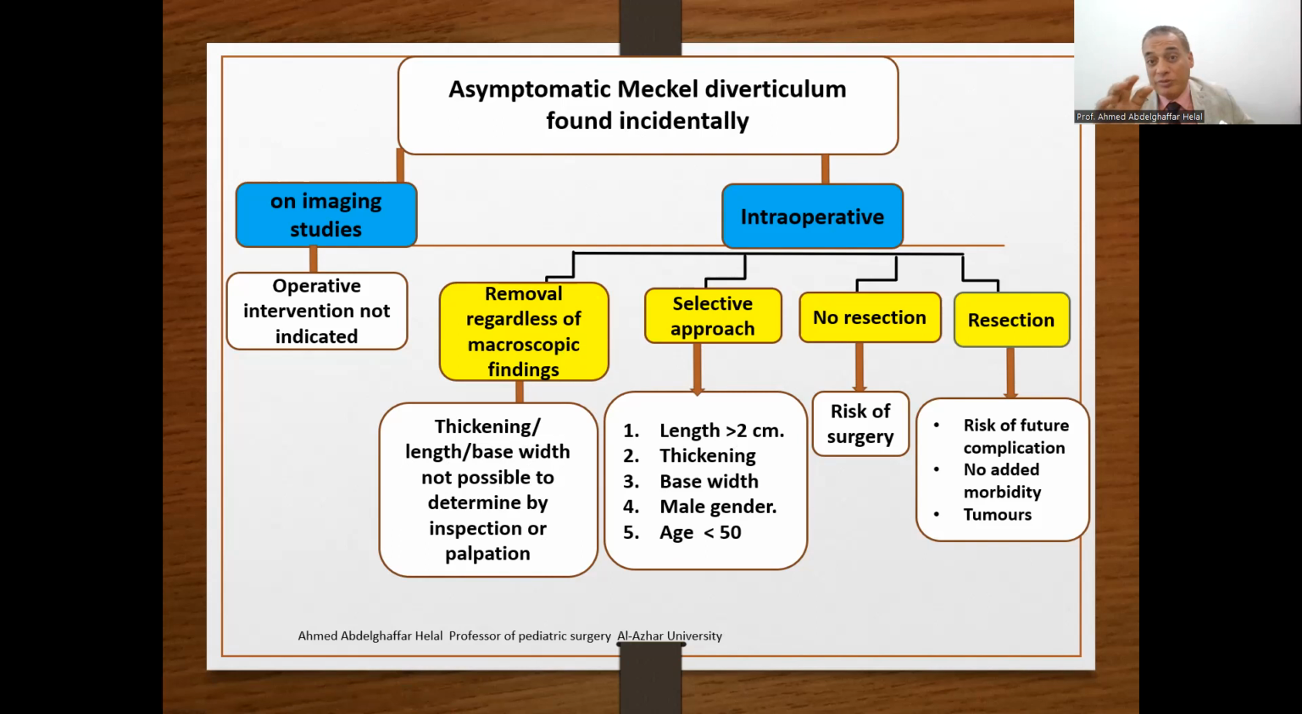Asymptomatic Meckel diverticulum found incidentally may be a problem facing the pediatric surgeon. What to do? Remove or not? Three schools: removal with arguments, no resection, selective approach, and removal regardless of the macroscopic finding.